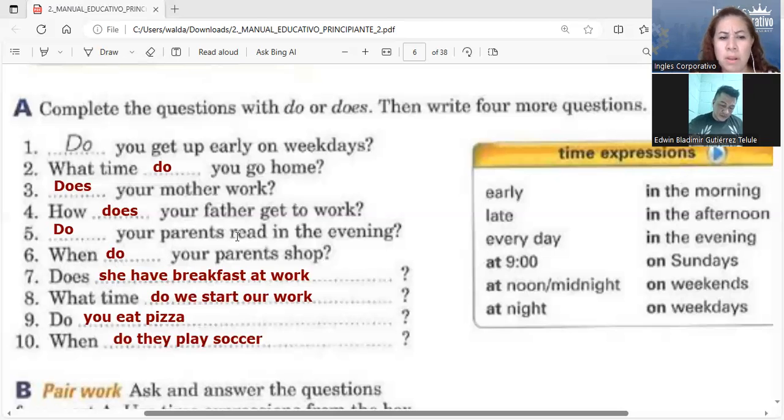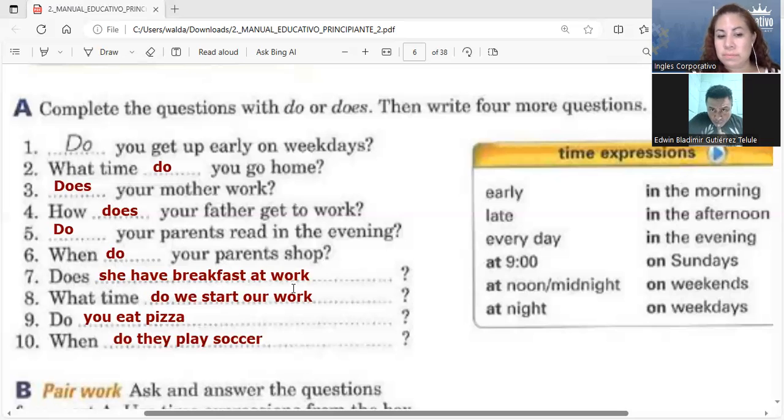When do your parents shop? Shop like buy. Go shopping. I think in the end of the month. We say at the end of the month. At the end. Yeah, at the end of the month. We shopping supermarket. Ah, okay. Very good. Excellent.